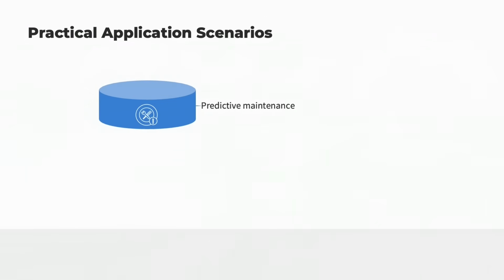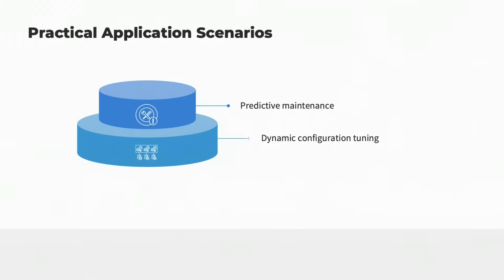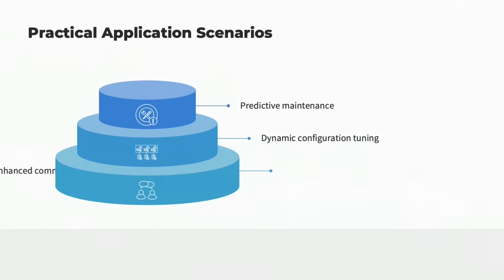Now, some practical application scenarios. For predictive maintenance, generative AI models can forecast potential issues by analyzing system logs and performance metrics, scheduling maintenance tasks before problems affect users. Another application is dynamic configuration and tuning. AI can generate optimal configurations for systems and applications, adjusting parameters in real time based on current workloads and performance goals.